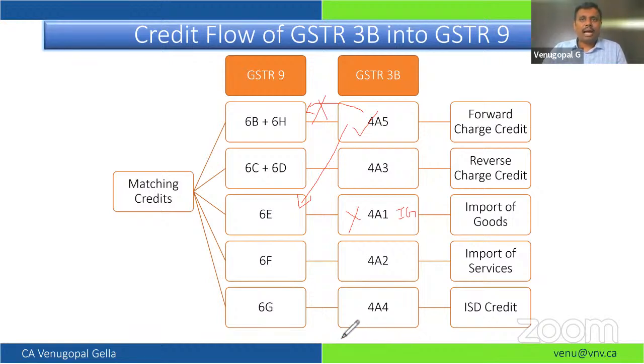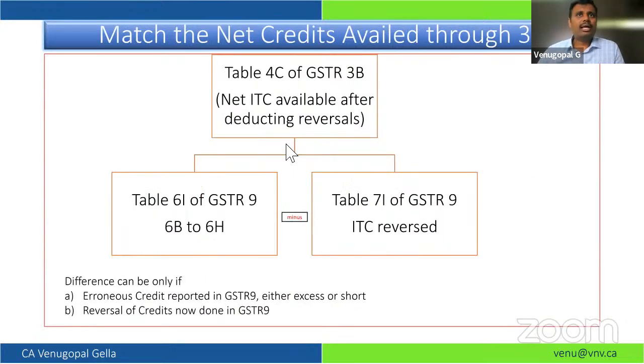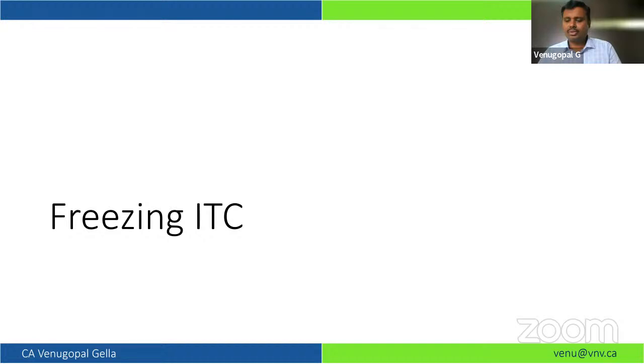So after doing the reclassification, whatever is the final total credit that I have availed, I will ensure that the credit matches. I can do a reclassification of the credit. So my 4C, which is the net credit of GSTR-3B, is 6I minus 7I. Other way of saying, 7J is the check you need to do. These are all checks that are available.